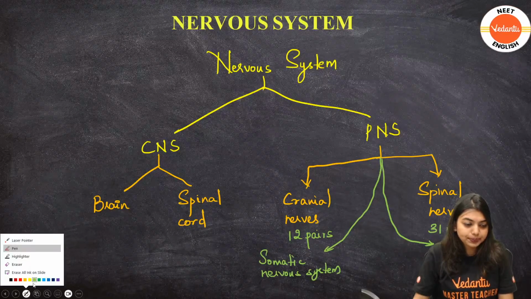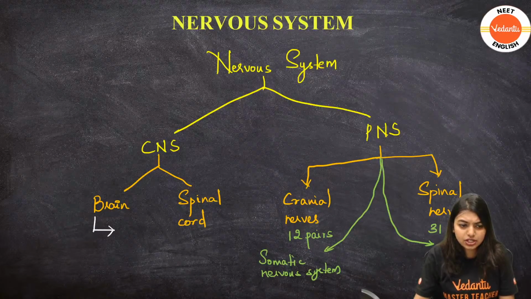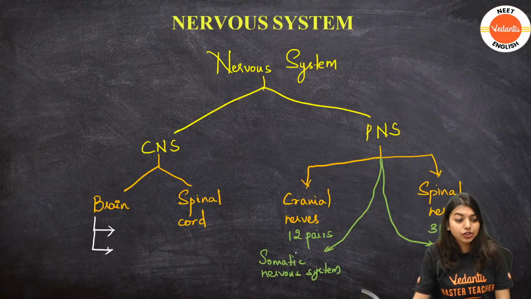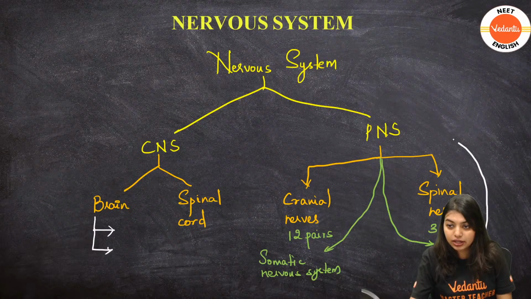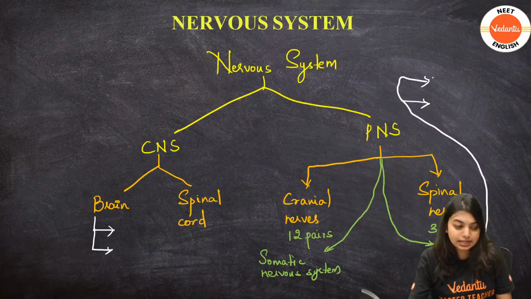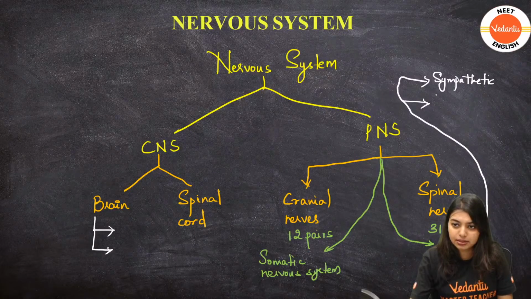Okay, now this is the general, students. Again, understand your autonomic nervous system is further divided into sympathetic and parasympathetic.